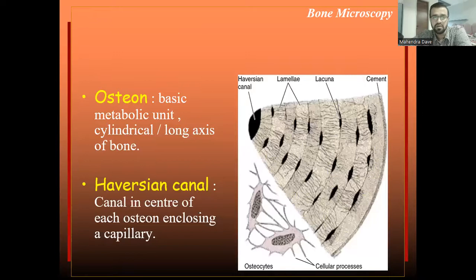So what is an osteon? The osteon is the basic metabolic unit of bone, which is cylindrical and long, running along the long axis of the bone. The canal in the center of each osteon enclosing a capillary is known as the Haversian canal.